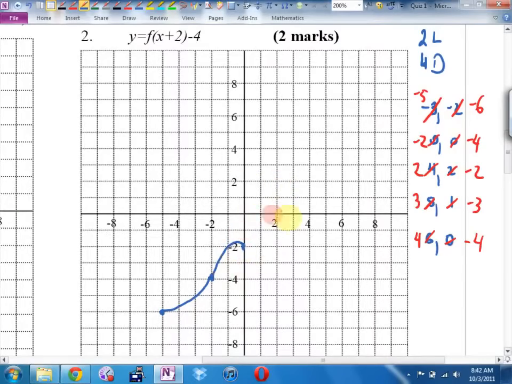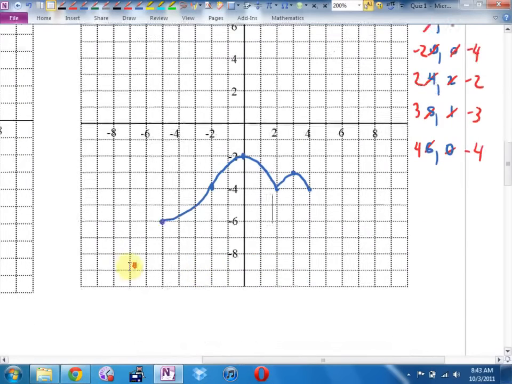2 left, 4 down. Is that right? Yeah, I just did a lousy job of graphing that last one. Let's try that again. That looks better. And here, correct? So again, I would give you 1 mark if you went 2 left. I would give you 1 mark if you went 4 down. However, any point that's in the wrong place, I would pick up a half mark. If you went 4 up, the best you could do is 1 out of 2.